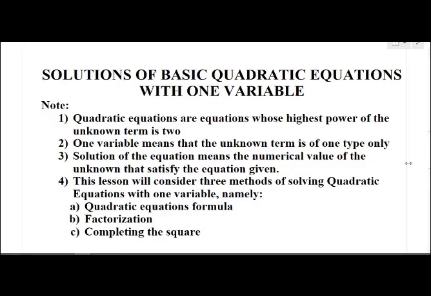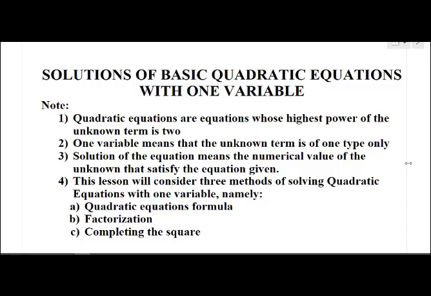In this lesson, we're going to learn how to determine solutions of basic quadratic equations with one variable. It is important to note the following. Number one, quadratic equations are equations whose highest power of the unknown term is 2. Number two, one variable means that the unknown term is of one type only. Number three, solution of an equation means the numerical value of the unknown term that satisfies the given equation.